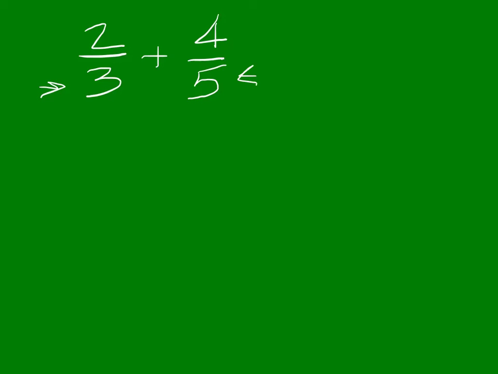On example 5, the problem is 2 over 3 plus 4 over 5. You cannot add or subtract fractions unless you have the same denominator in each fraction. The denominator is the number on the bottom. So we have to find the least common denominator, which is the least common multiple, what we just did. So between 3 and 5, what would the least common multiple be? 15, yes.